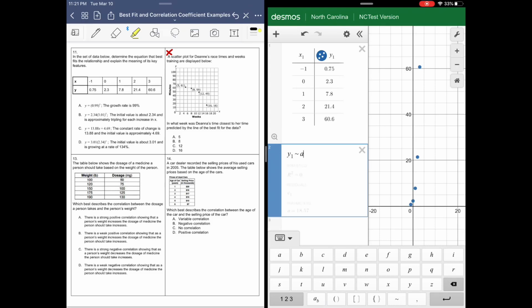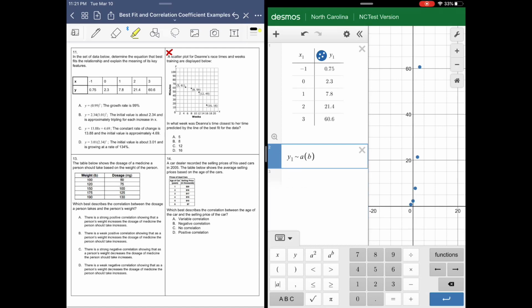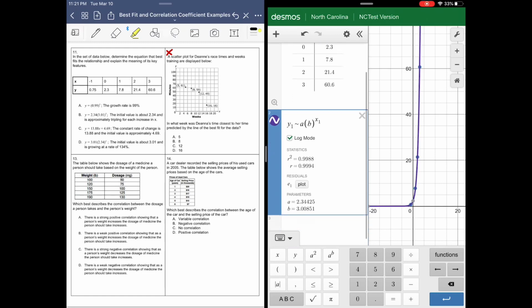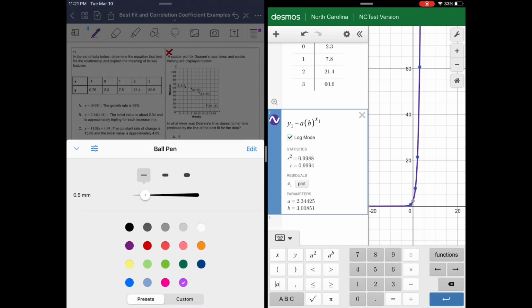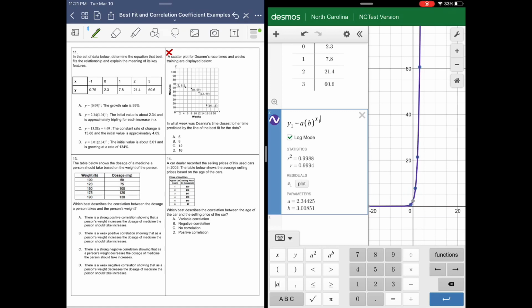Y1 squiggle, A parentheses, B to the power x1, log mode. All right, so let's look at this R value. So this R value, I'm going to make a note in here so you can kind of follow along with me. So when I had y1 squiggle A, that was B to the power x1, that gave us an R value of 0.9994. I'm going to write that down.